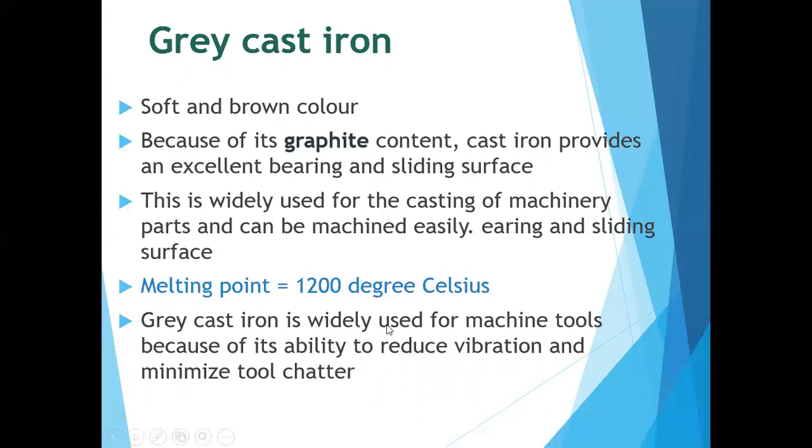Gray cast iron is widely used for machine tools because of its ability to reduce vibration and minimize tool chatter. Gray cast iron contains graphite. It is mainly used for machine tools, and the melting point is 1200. This is a very important point.